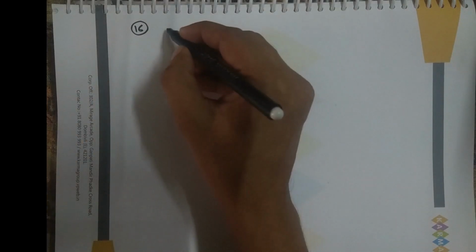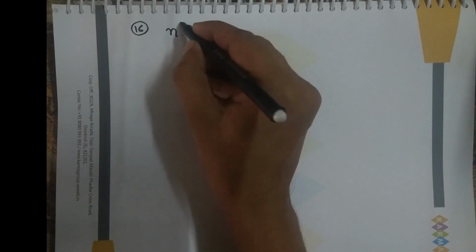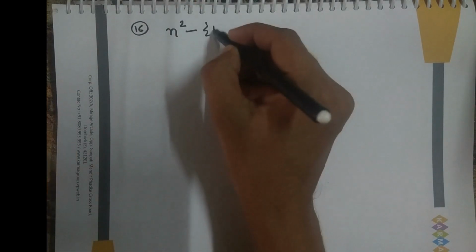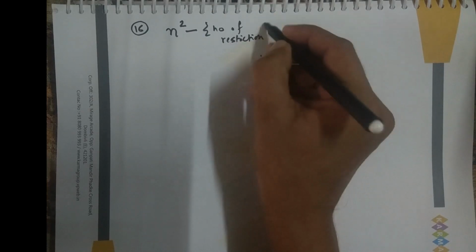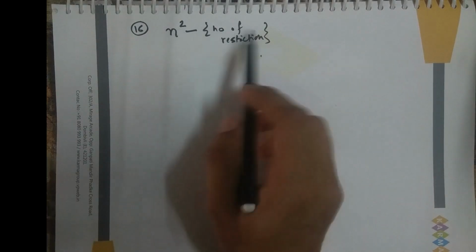So what does the question say? Question number 16. What is the dimension of the space of all n cross n matrices with real entries which are such that the sum of the entries in the first row and the sum of the diagonal entries are both 0? Whenever this kind of question is asked in the NET exam, you just simply write down the dimension of all n cross n matrices minus the number of restrictions. This formula you should remember: n square minus the number of restrictions.